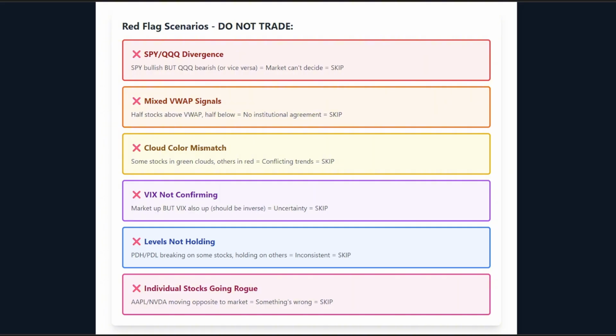VIX not firming: market up, but VIX also up, which should be inverse, which equals uncertainty. Like I was saying before, sometimes we have an FOMC Jerome Powell event coming out to talk on Wednesday, and it's Tuesday or Monday, and the market's ripping, but so is VIX. VIX is also pushing up. This is because we have a highly volatile event later that week, and they start pricing that in. Now, when you see this, it could also confuse QQQ traders because they're used to it being inverted, and if it's not, then it's a divergence, and maybe you want to sit out.